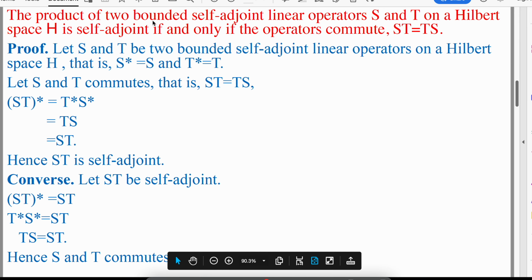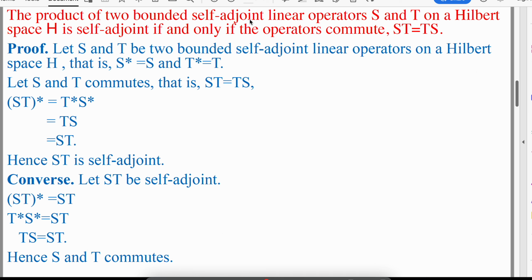The product of two bounded self-adjoint linear operators S and T on Hilbert space H is self-adjoint if and only if the operators commute, means ST equal to TS. So we have to show that ST is self-adjoint if and only if ST equal to TS. So we have to prove two parts here. If operators commute, then ST is self-adjoint. If ST is self-adjoint, then operators commute.